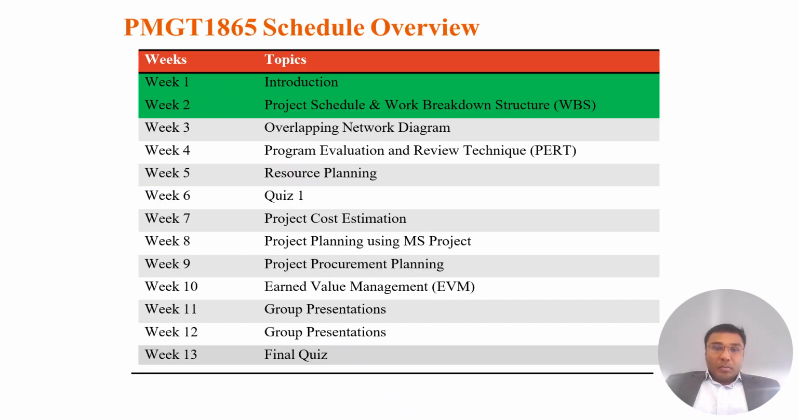What you're seeing is the project schedule overview for the class. We covered the introduction in week 1. We saw project planning in different contexts and project scope, and in week 2 we discussed the project schedule, the work breakdown structure, and how to make the critical path. In week 3 we'll explore more advanced or complex critical paths in which activities can be overlapping, in the overlapping network diagram.